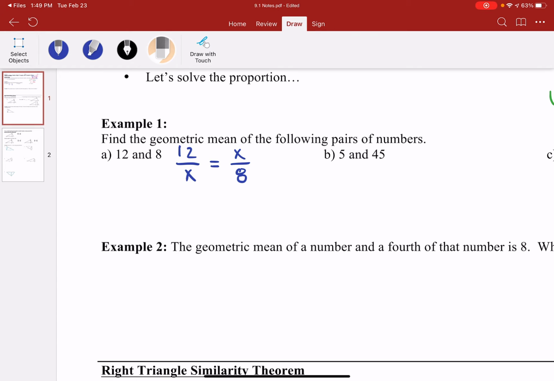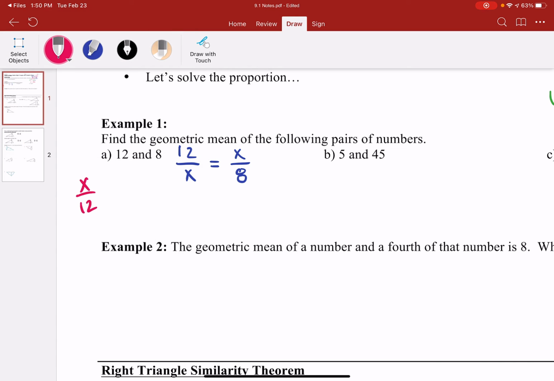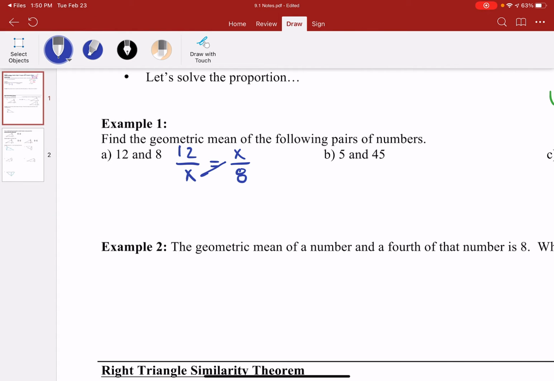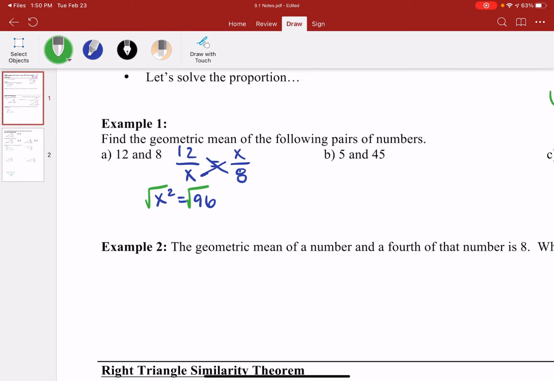Now this is not the only way you could set this up. If you prefer, you could do x over 12 equals 8 over x. You're going to get the same thing, so it doesn't matter. So let's go through and solve. Remember, multiply diagonally. X times x is x squared. 8 times 12 is 96. Now we need to get rid of our square, so we are going to square root both sides.